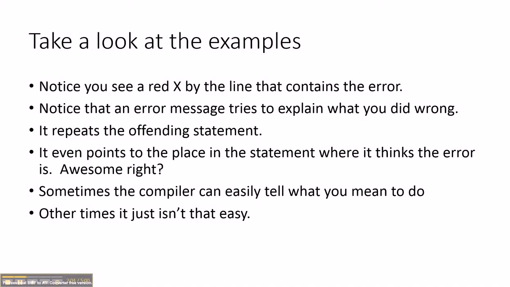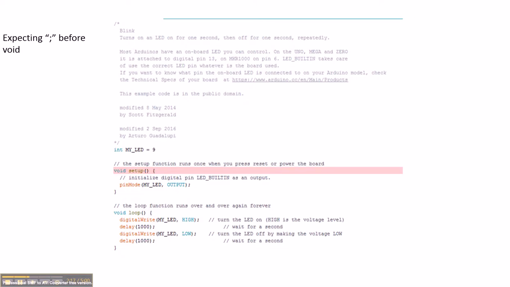You're going to notice that you see a red highlighted line that contains the error. You're going to see an error message, and we'll see if we can figure some out. So here's an example. The message says "expecting semicolon before void," and it highlights this line. And you're going, a semicolon before void? Well, actually, it's back up to here, saying that you forgot the semicolon at the end of that line. It just didn't know you had a problem until it got along further.